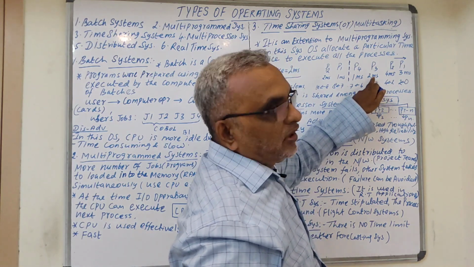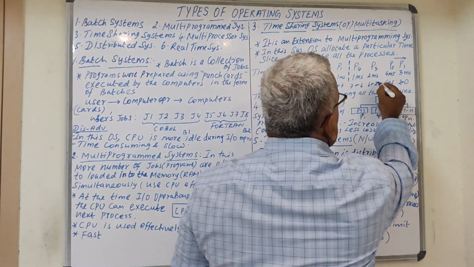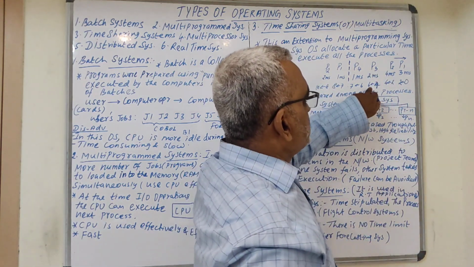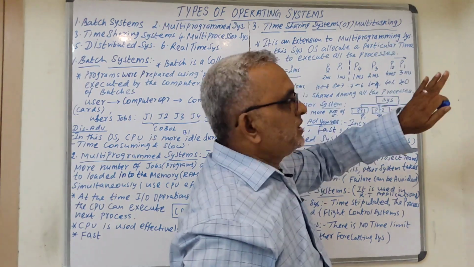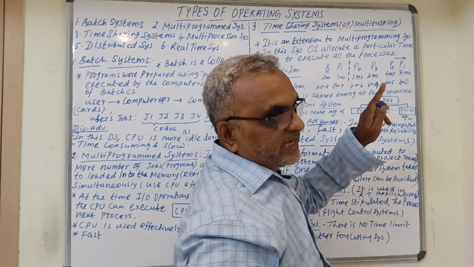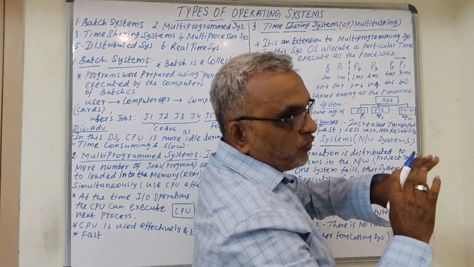It is enough for process 3. So automatically that is 4 to 6, 2 milliseconds of time. So at the 6th millisecond, process 3 is over, and process 4 requires only 1 millisecond. So from 6 to 7, at the 7th millisecond, process 4 is over.